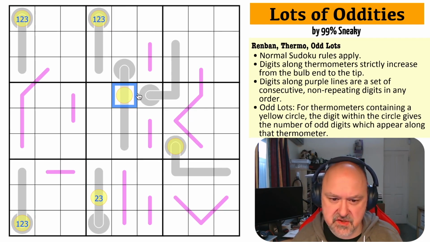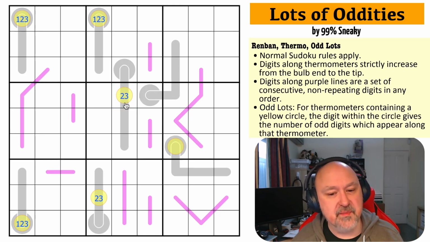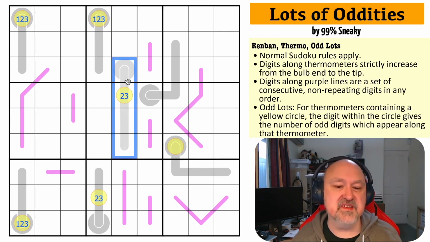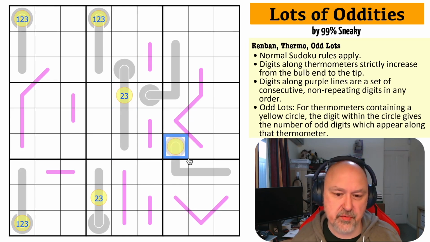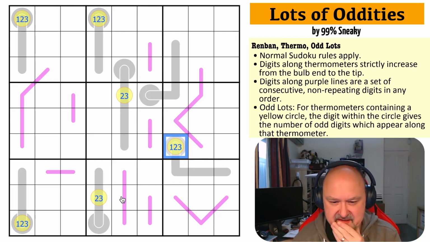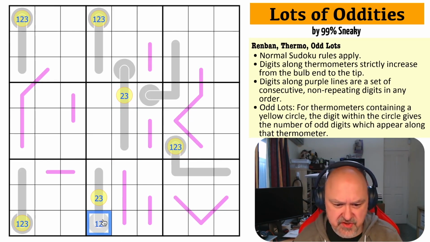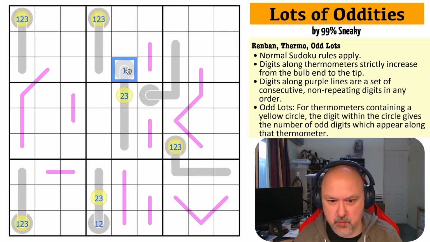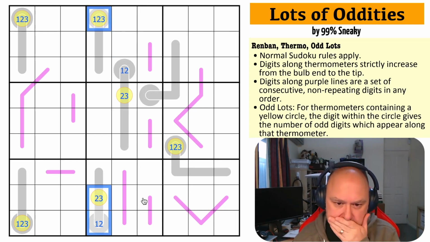Right, this can only be 2 or 3, because it can't be 4. So if this is a 4, then one of the digits would be even, but we've said that all of them are odd. So this is 2 or 3, and this is 1, 2, or 3. Okay, so that gives me that. So this has to be 1 or 2, because it has to be lower than this. And this has to be 1 or 2. Well, that's a 1, 2, 3 triple.